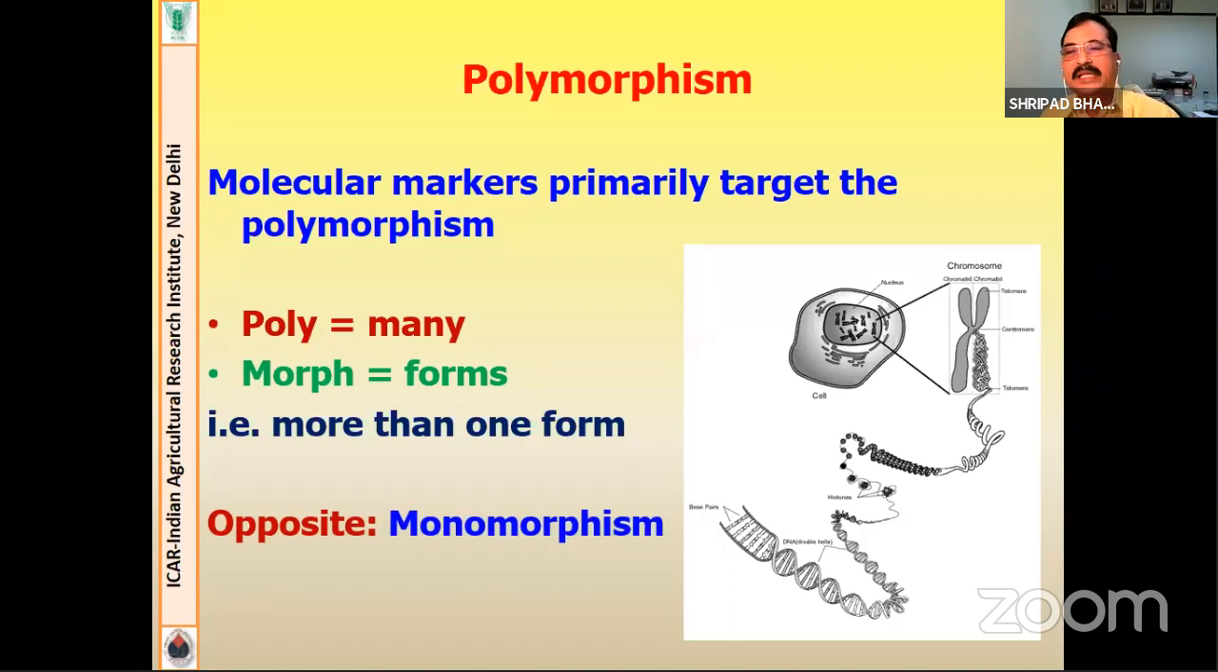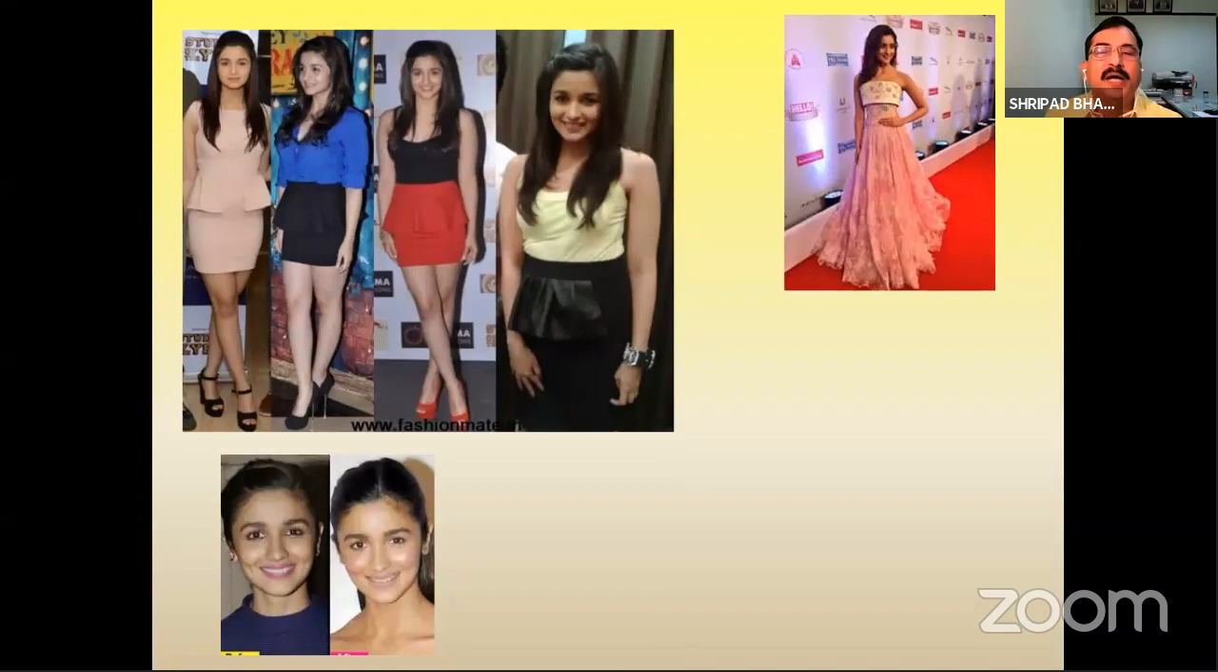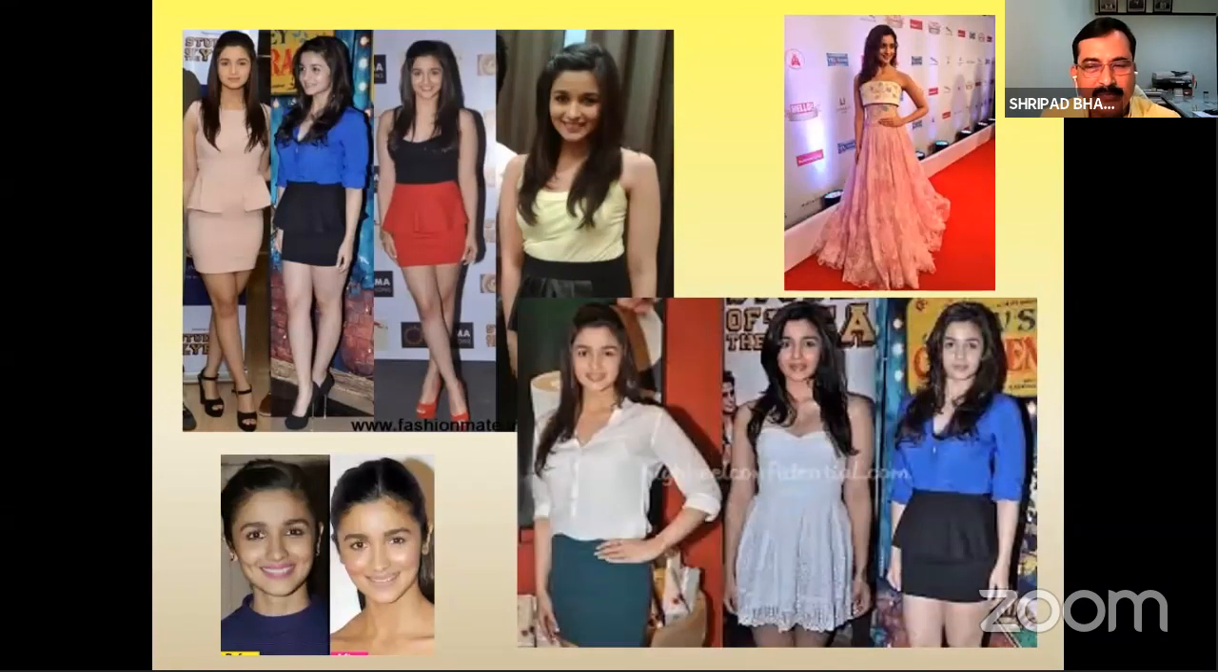Okay, friends, now let us see in a lighter way what polymorphism means. I'm giving you photographs. Can you identify these two personalities? Are they the same or different? Same, but appearing different, right? Okay, what about this beautiful girl? What about these four ladies? Are they the same or different? If they are the same, they will be monomorphic. Or if they are different, they will be polymorphic. So you see, one person appearing in different forms. So that is polymorphism. We'll see it in a different way. This is just to keep your attention attached to this presentation.